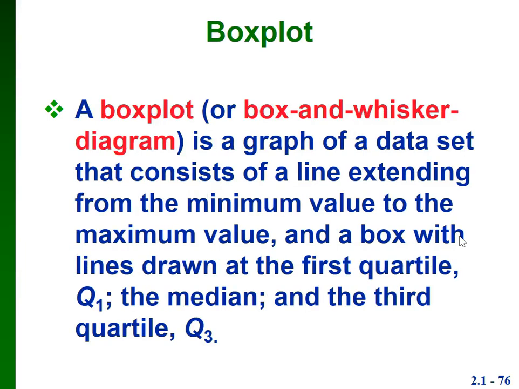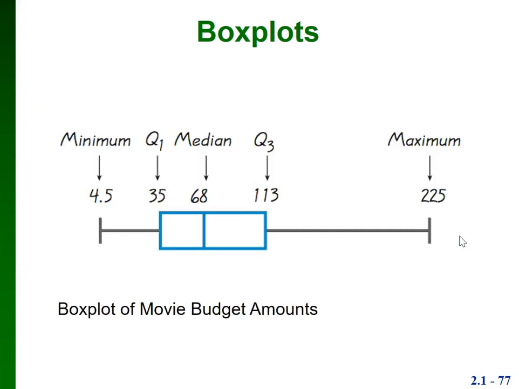The reason we talk about the 5-number summary is that we can use that to create a box plot, or sometimes you see this called a box and whisker diagram. This is just a different type of graph of a data set. It consists of a line that starts at the minimum value and goes all the way to the maximum value. It has a box in the middle with lines drawn at the first quartile, the median, and the third quartile. So it's going to look something like this.